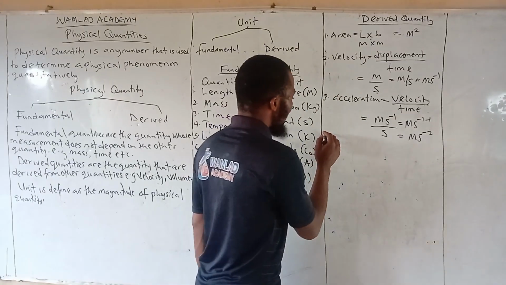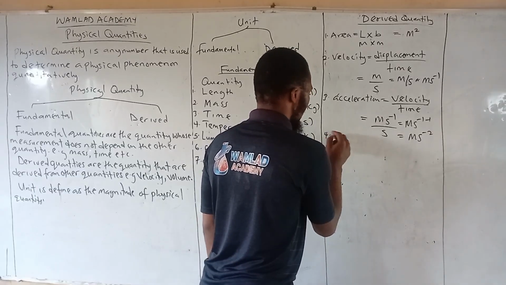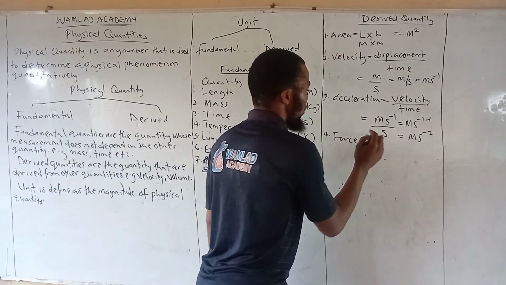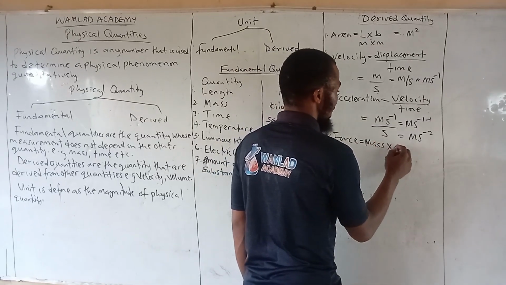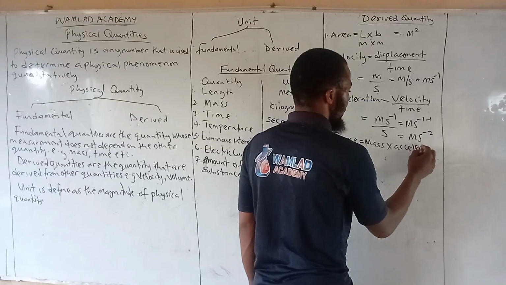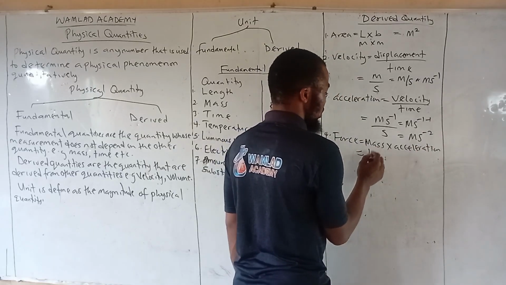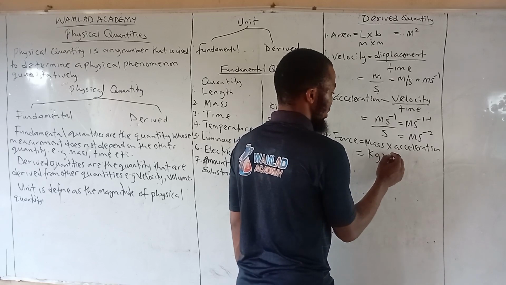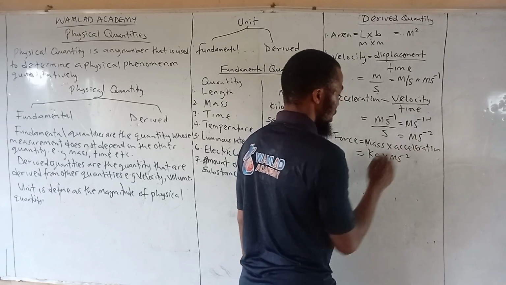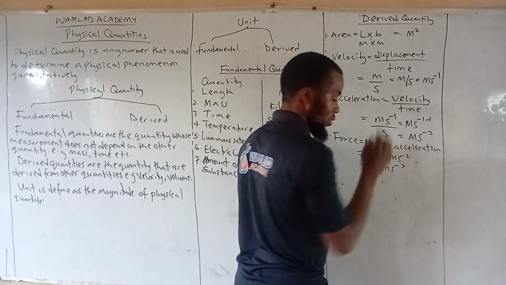So another example, you have what we call force. Our force, the formula for force is what? Mass times acceleration. In this mass and acceleration, the unit of mass is what? You know, it is kilogram, while acceleration is meter per second square. So in this case, you are going to have kilogram meter per second square.